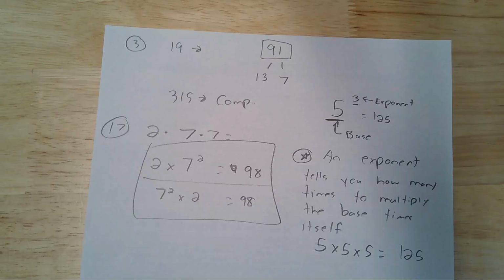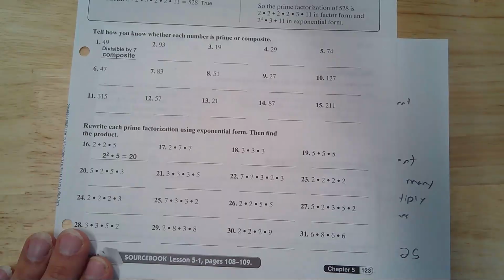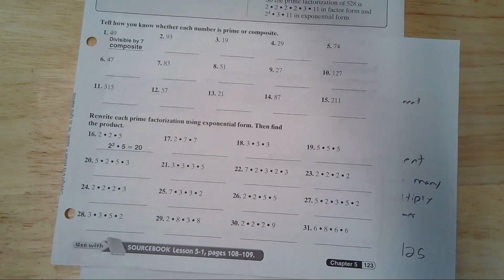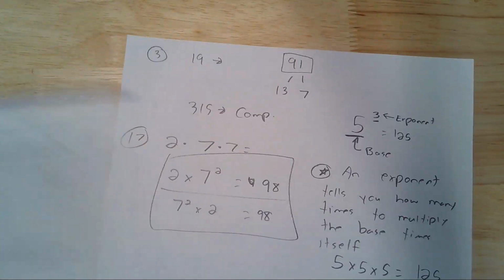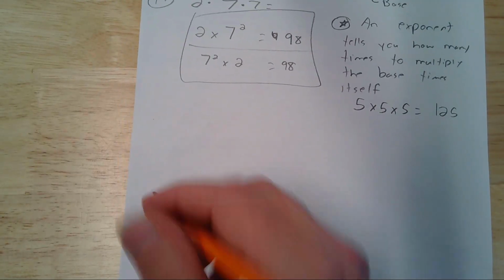So you're rewriting in exponential form, figuring out what you have in common, getting the right exponent up there, then doing the little multiplying problem that you have to do. I'll give you a couple to try. You guys try number 21.